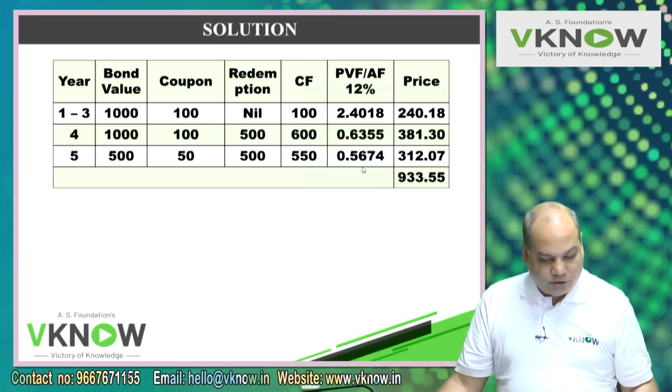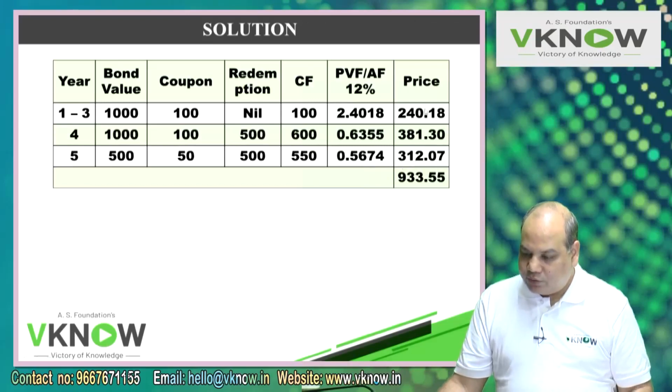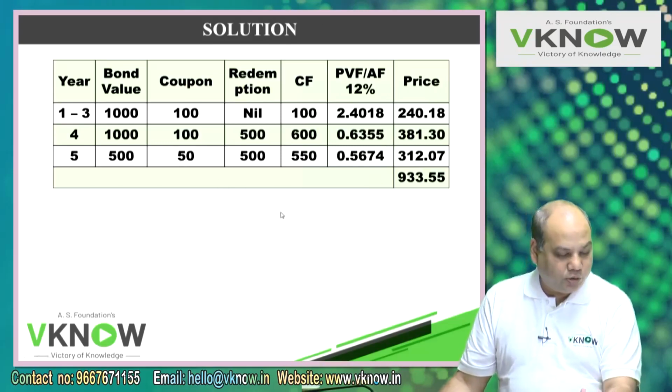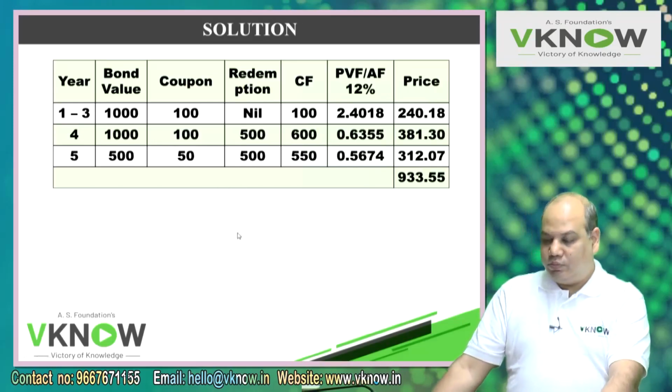550 into 0.5674 equal to M plus 312.07, and then finally we'll take the total, MRC, memory recall function, 933.55. All of you please check the answer. This answer is over. Such a question you can expect for around 4 marks. They can also ask you to calculate something else, like as we saw, current yield also in the same problem.